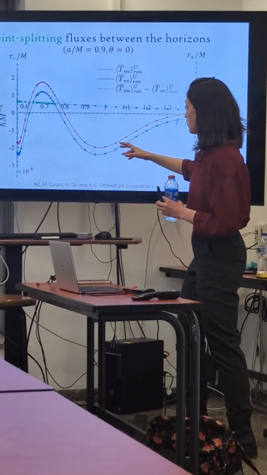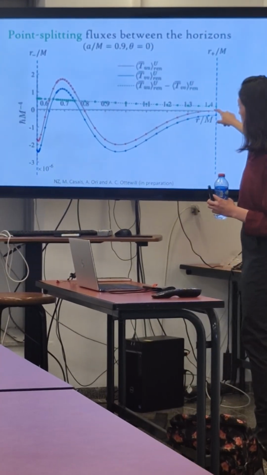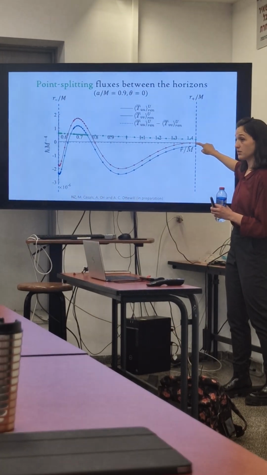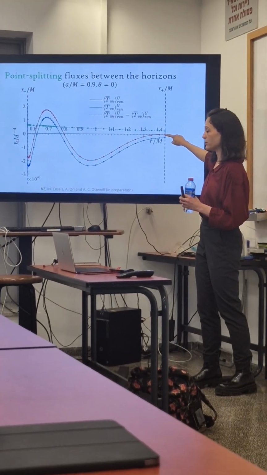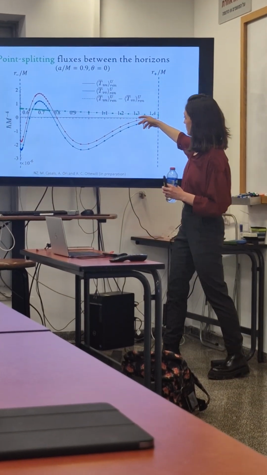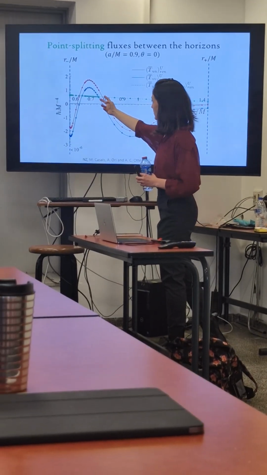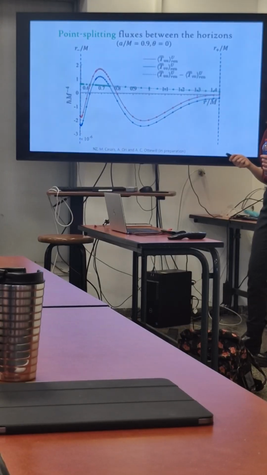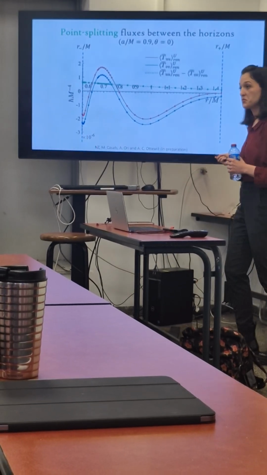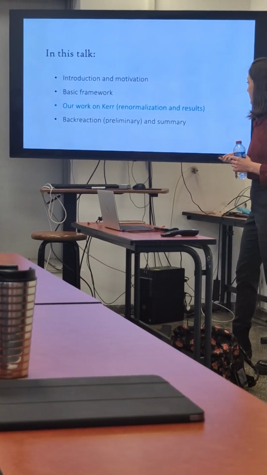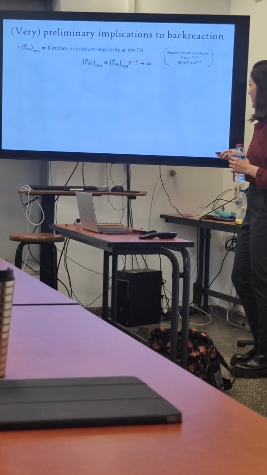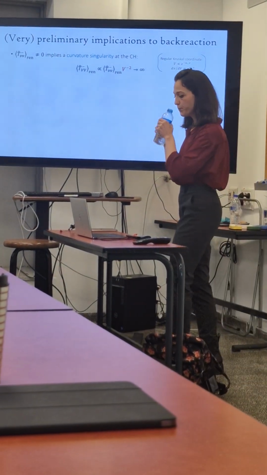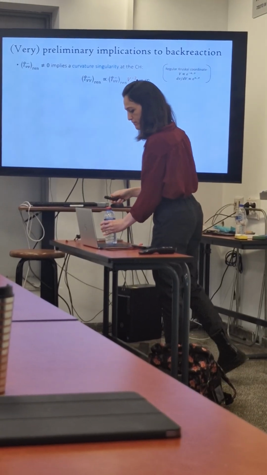It's interesting to see how the fluxes evolve. We see here TUU starts at 0, as I promised, because of regularity of the event horizon, and TVV is negative, and they evolve inside the black hole, they change their sign, and they reach the inner horizon either positive or negative, which is quite interesting. Okay, so I have 5 minutes left. So I will try to do this quickly.